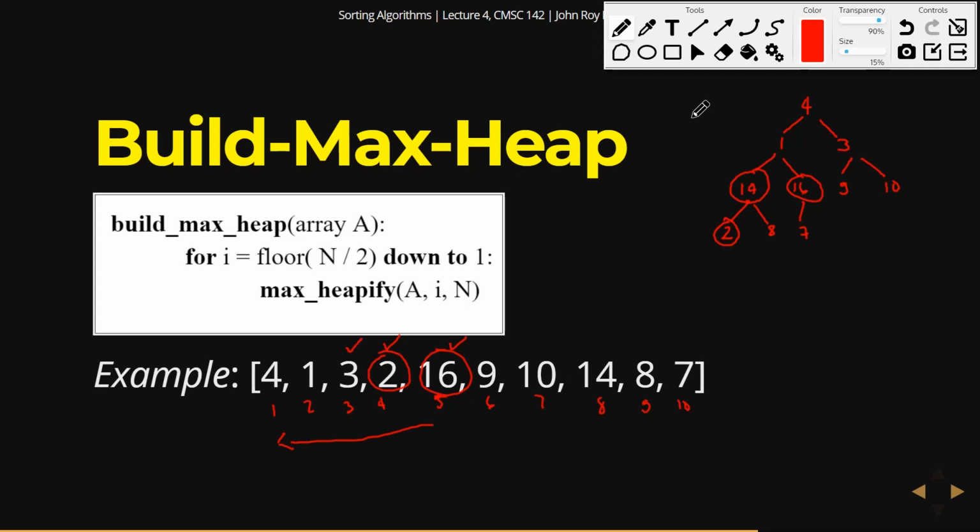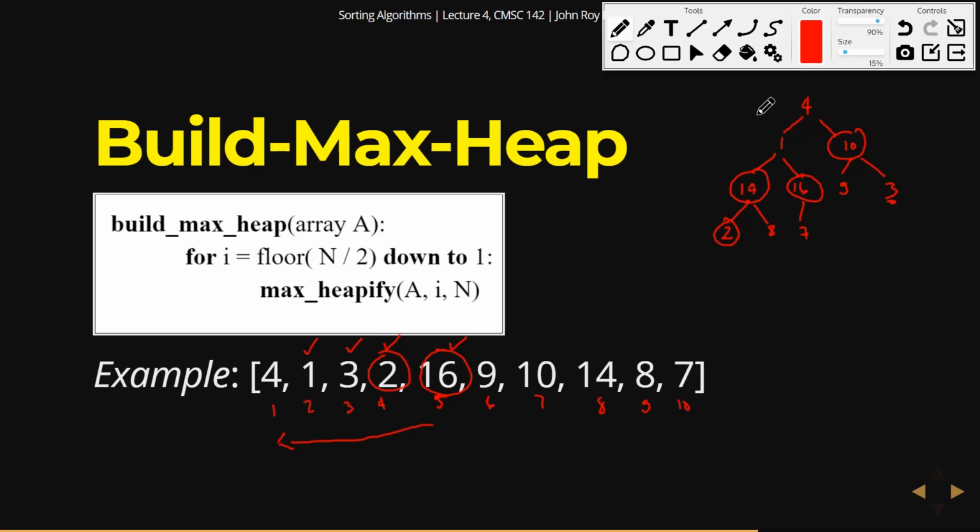We'll go to the third one. So at 3, 9, and 10, this is not max heap, so we'll exchange this with 10, right? Because it's the biggest among the 3. So that would be 10 here and 3 here. So now we swapped it here, but since 3 is a leaf, there's no problem.